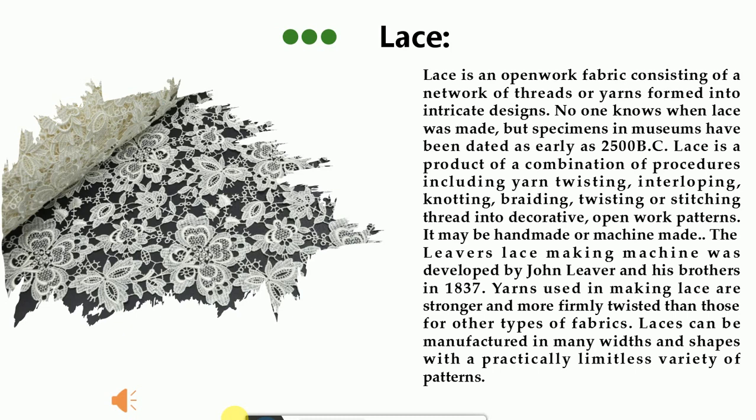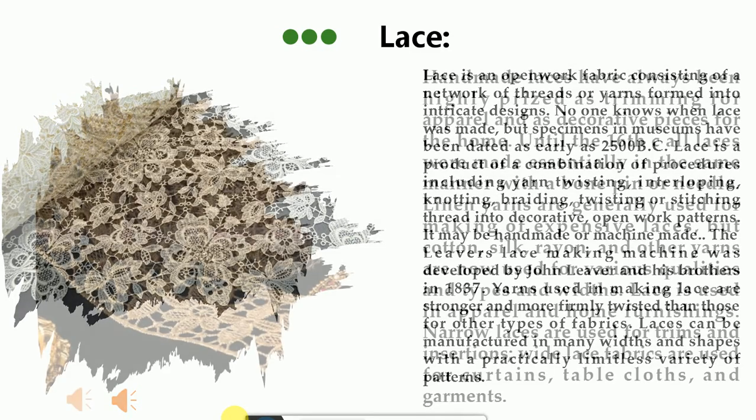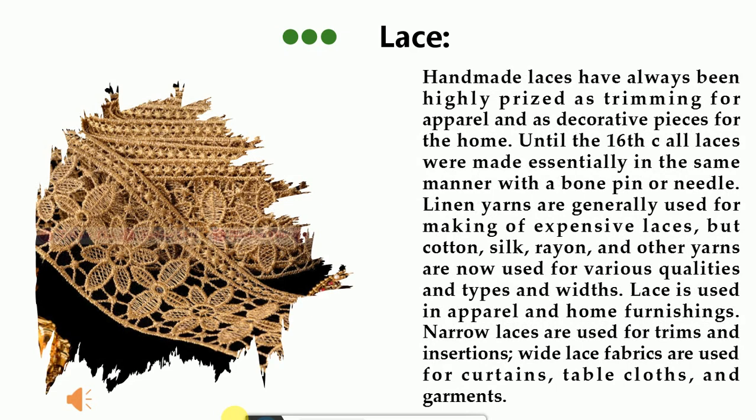The Lever's lace-making machine was developed by John Lever and his brothers in 1837. Yarns used in making lace are stronger and more firmly twisted than those for other types of fabrics. Laces can be manufactured in many widths and shapes with a practically limitless variety of patterns. Handmade laces have always been highly prized as trimming for apparel and as decorative pieces for the home. Until the 16th century, all laces were made essentially in the same manner with a bone pin or needle.